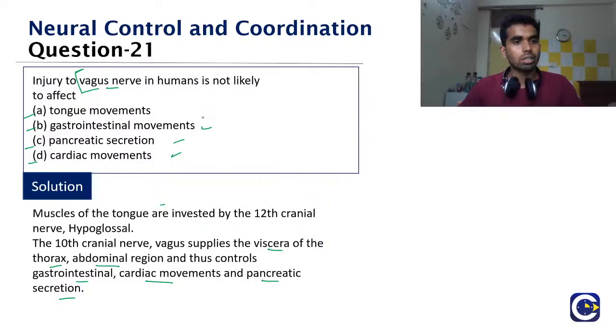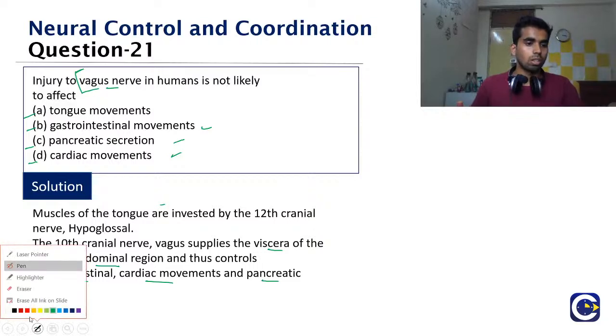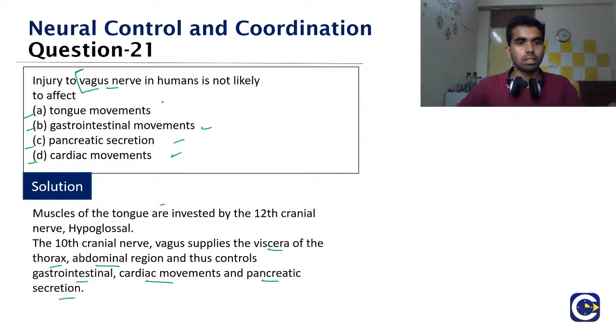Yes, very well said Akshaya. It is the tongue movements that are not controlled by the vagus nerve. So who covers the tongue movements? The tongue movements are covered by the hypoglossal nerve. Okay, so it is option A.